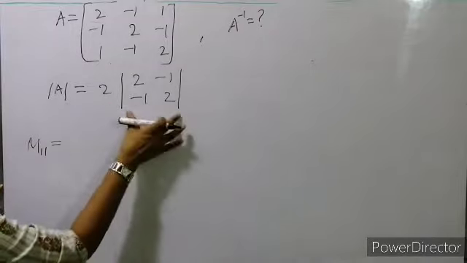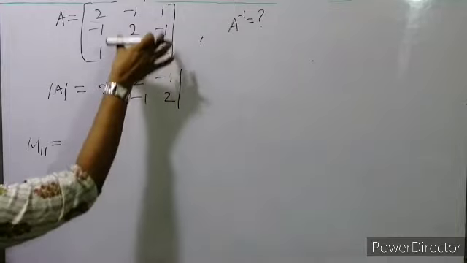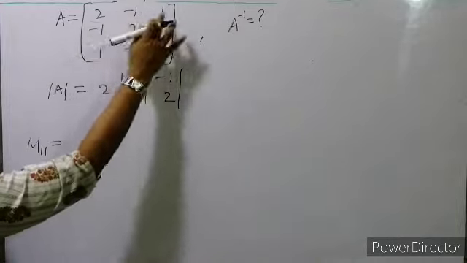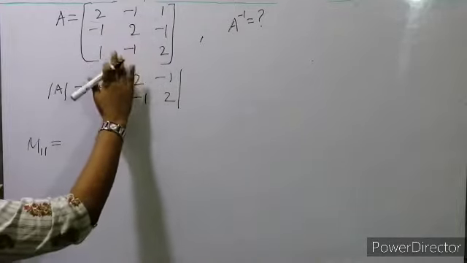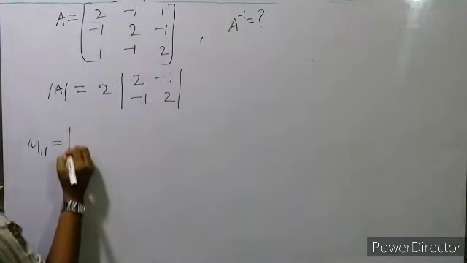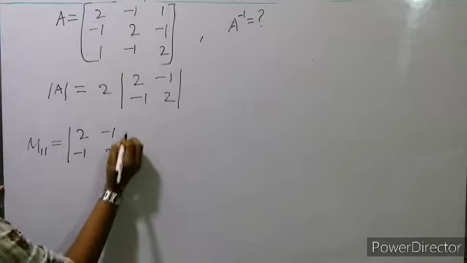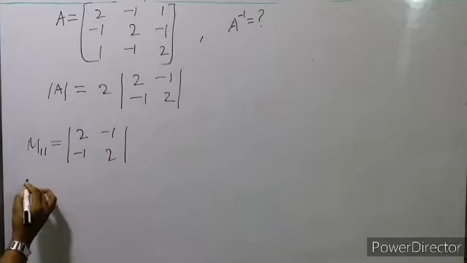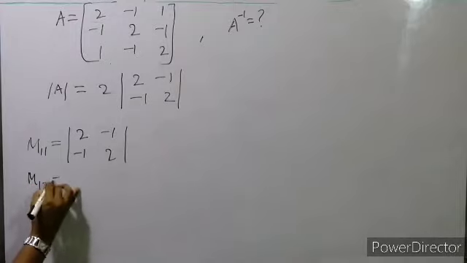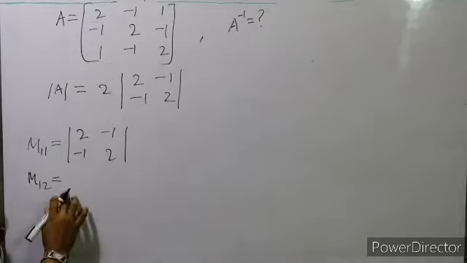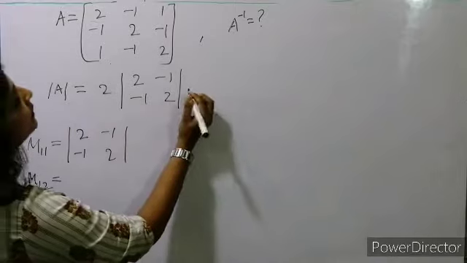This one, because M11 is this row and this column left out, what is left behind is M11. So 2 -1 -1 2. Okay, now M12 we will take.